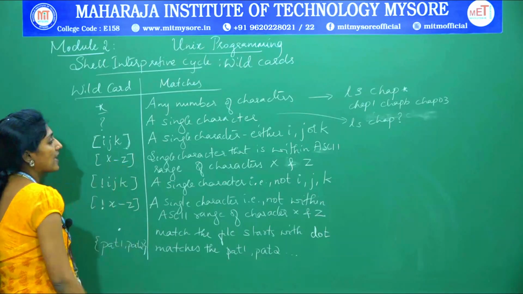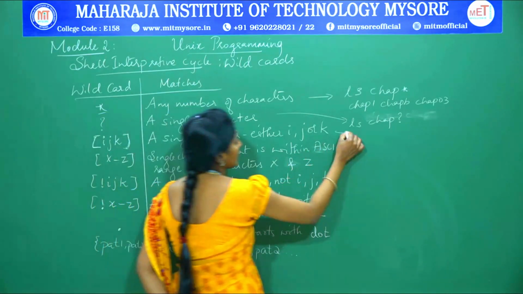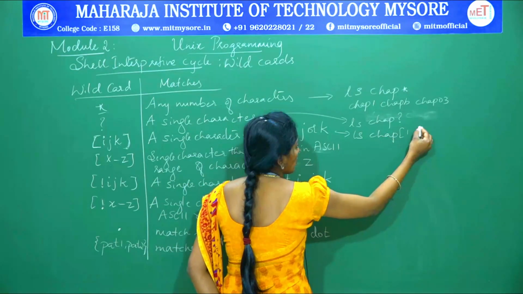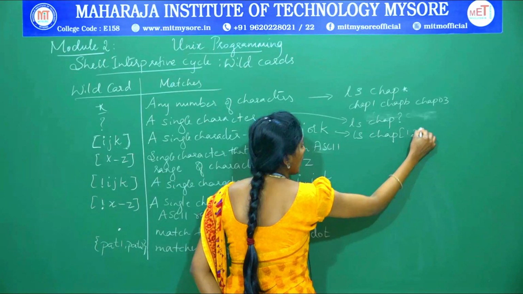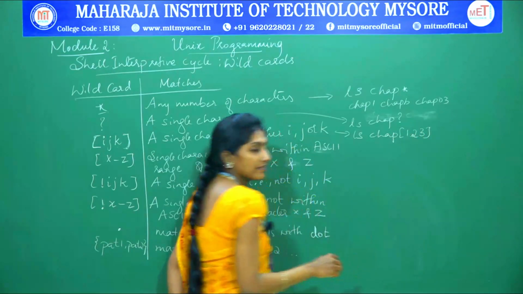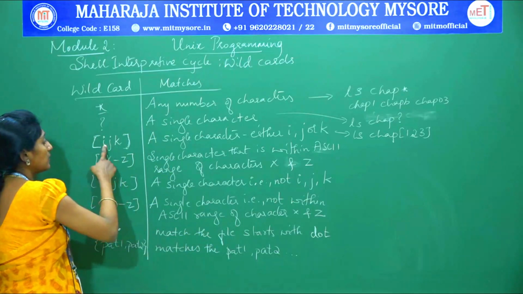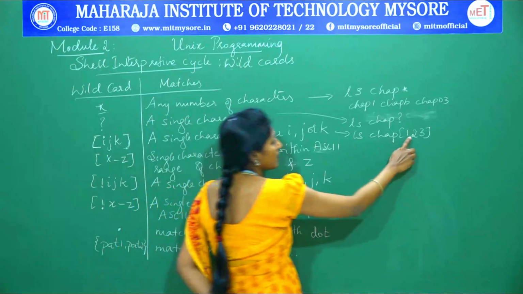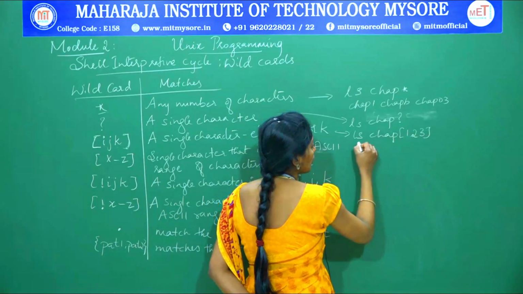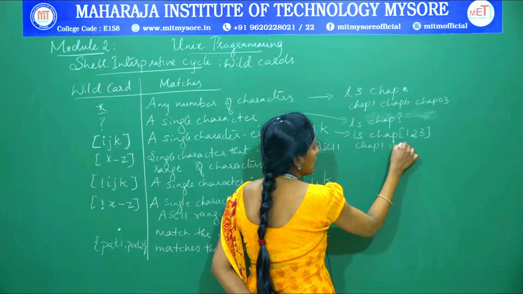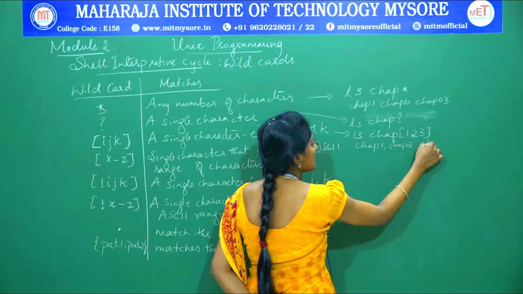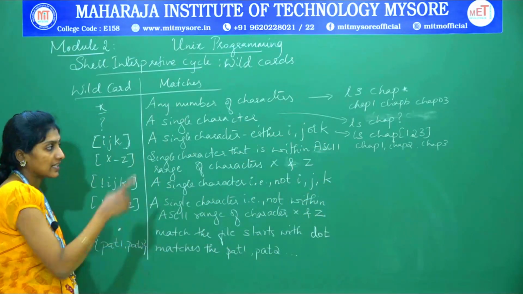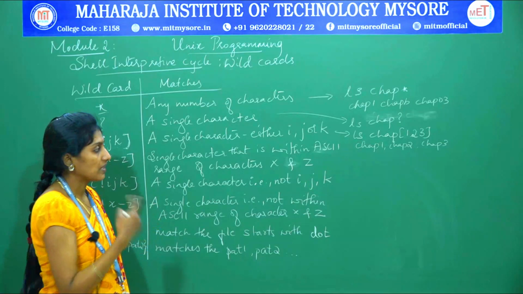Next is, what is this x to z? So let me consider an example for this also. ls chap, okay, so 1, 2 and 3. It can have numeric characters also. Here I have specified alphabetic characters, but you can have numeric characters also. So if I have specified within the square bracket like this, this is going to match chap 1, either chap 1, 2 or chapter 3. Either of these three files, if they are there within the current directory. So all these three files are going to be matched.